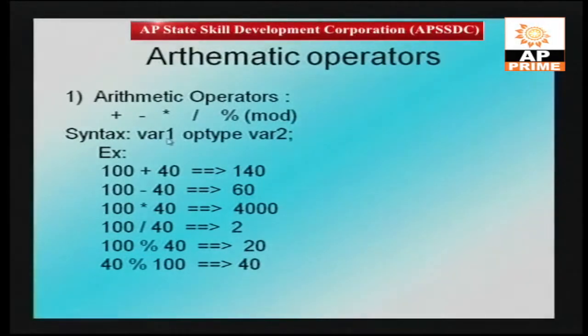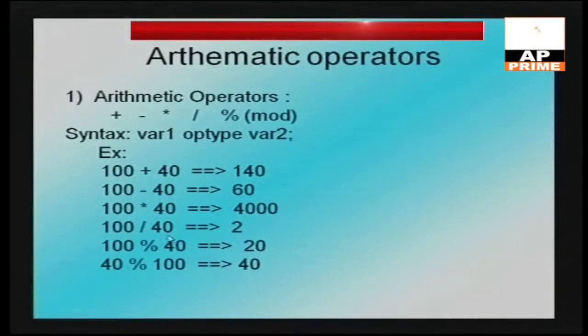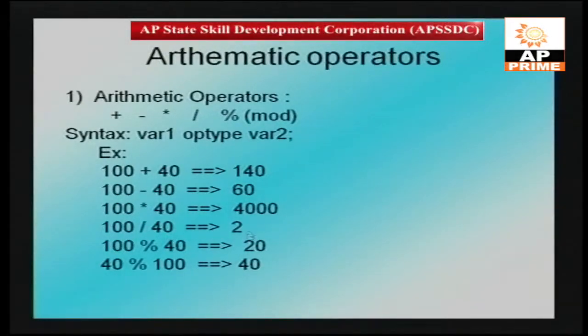Variable 1, what is meant by variable? Which can store the value. Variable 2 also can store the value. In the middle, you have the operator type. See some examples: 100 plus 40, plus is addition; 100 minus 40, minus is subtraction; 100 into 40, multiply; 100 divided by 40, division. There are no decimals, 100 divided by 40 gives the quotient.